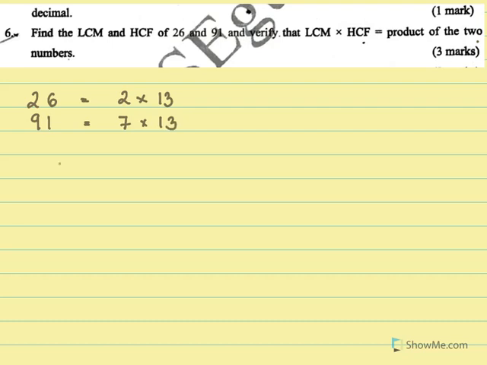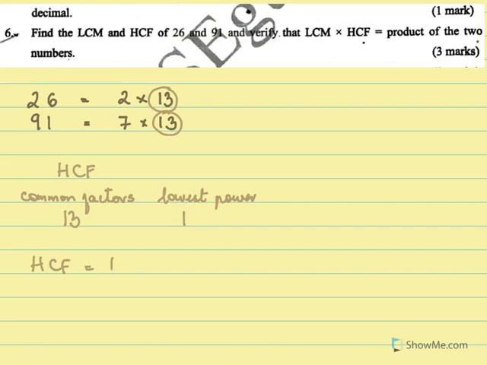Now to find the HCF, we need to write the common factor and lowest power. If you look up here, the common factor is 13 and the lowest power of 13 is 1. So HCF equal to 13.